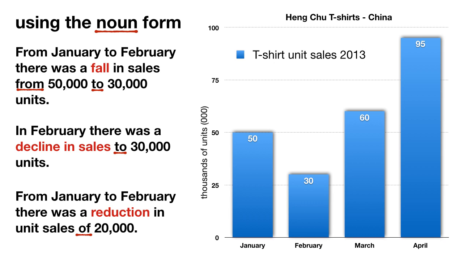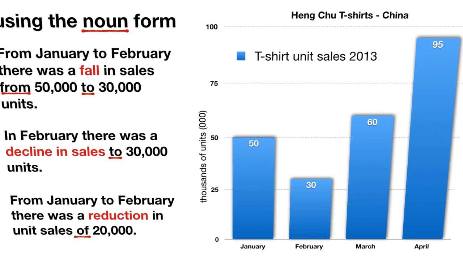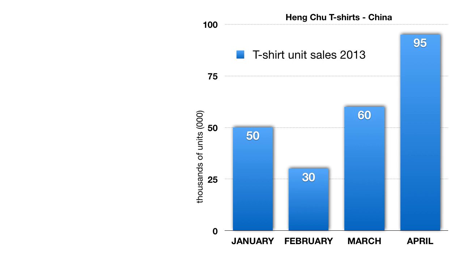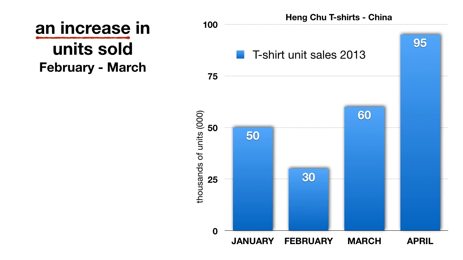Prepositions in English are wonderful, but they are very, very irregular. Now let's describe an upward trend, that is an increase in the units sold, February and March. As you can see here, there was an increase from 30 to 60,000.